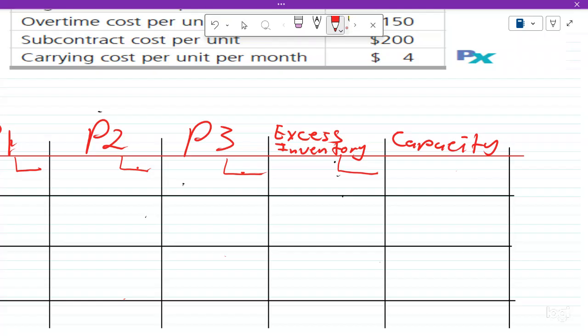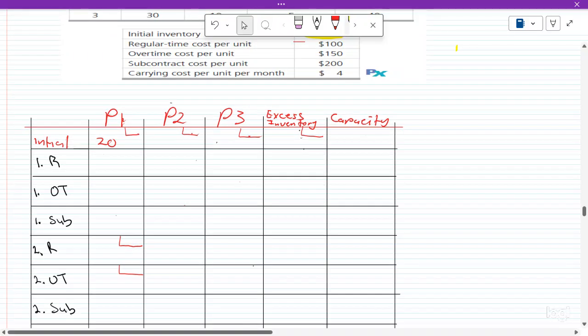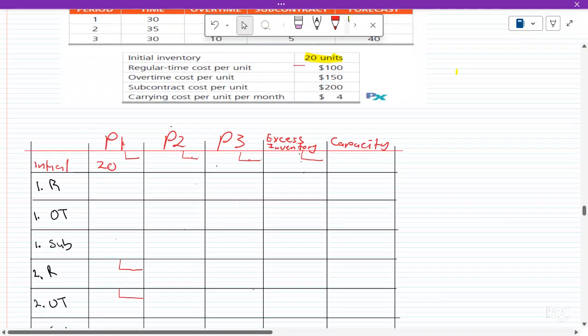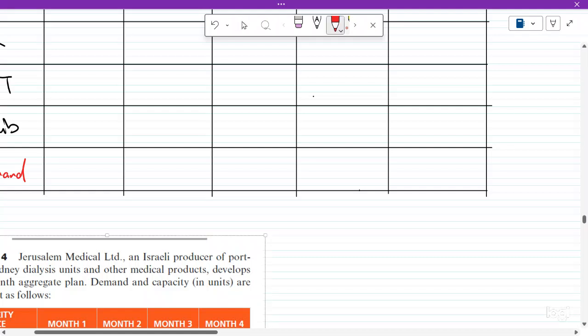However, to me, I'm not that strict with this. Then what you're going to write below is these figures, 40, 50, 40. So for period one, the demand is 40, 50, 40.